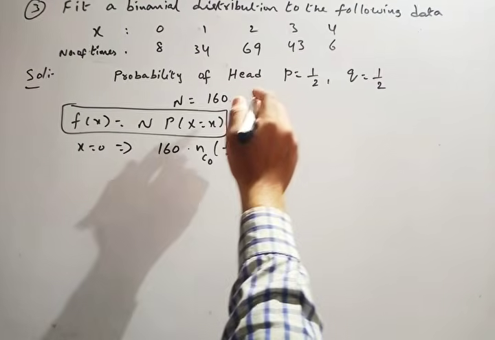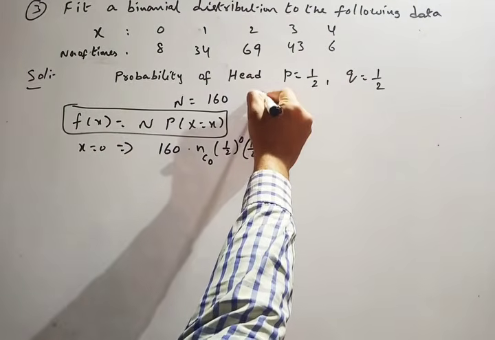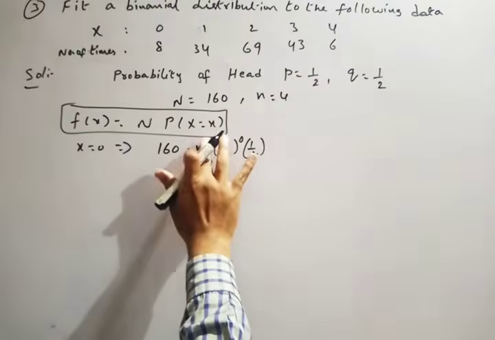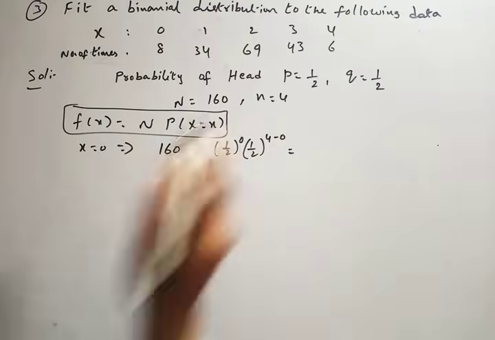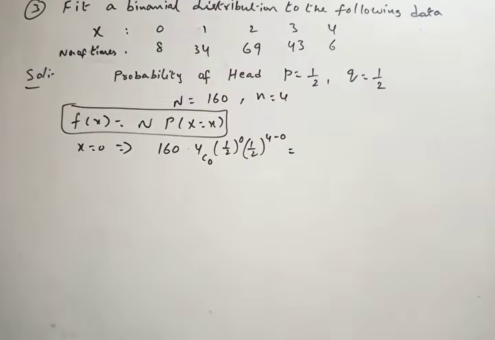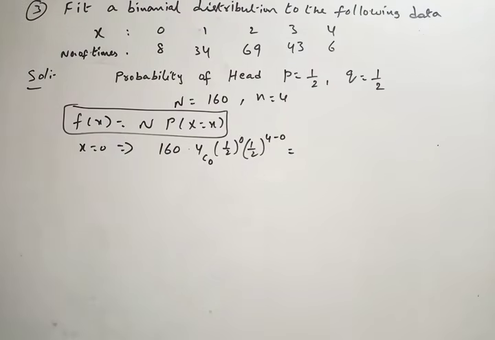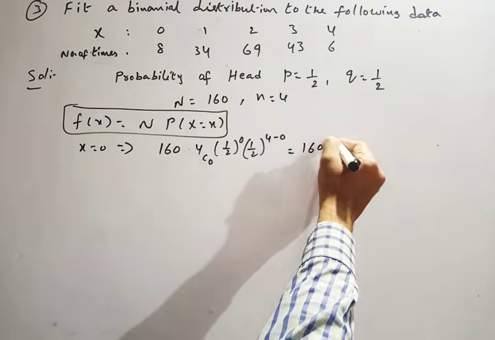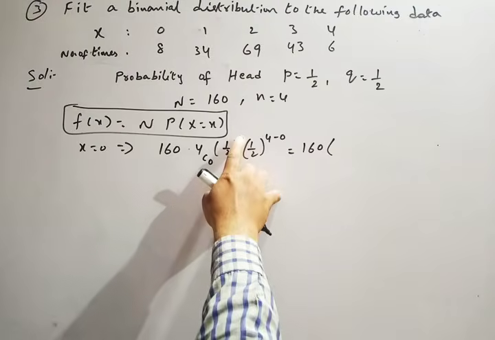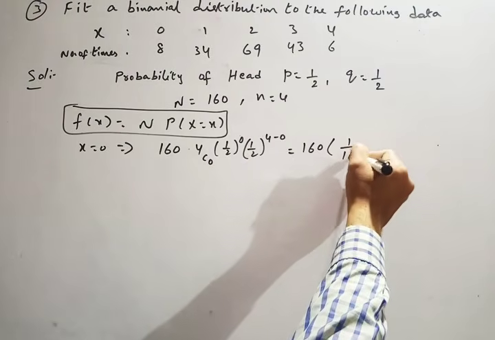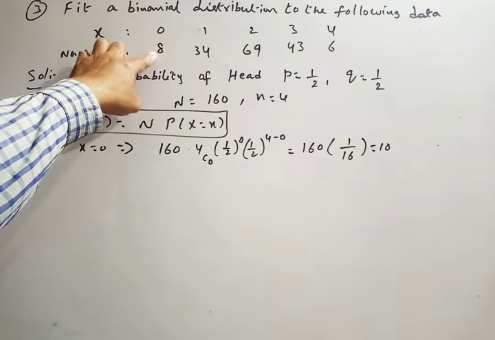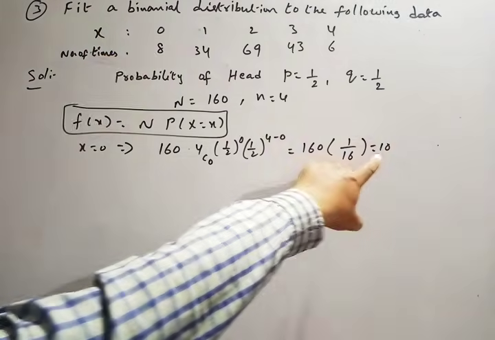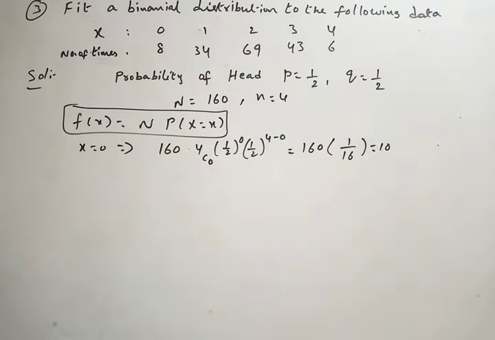Small n is how much? Maximum 0, 1, 2, 3, 4, so here n is equal to 4, nC x, 4C 4 minus 0. Capital N is 160 times. So 160 into 4C0, which is 1, anything power 0 is 1, into 1 by 2 power 4, which is 1 by 16. I am getting 10. That means the calculated frequency is 8, but the expected frequency we got is 10. Understand here?